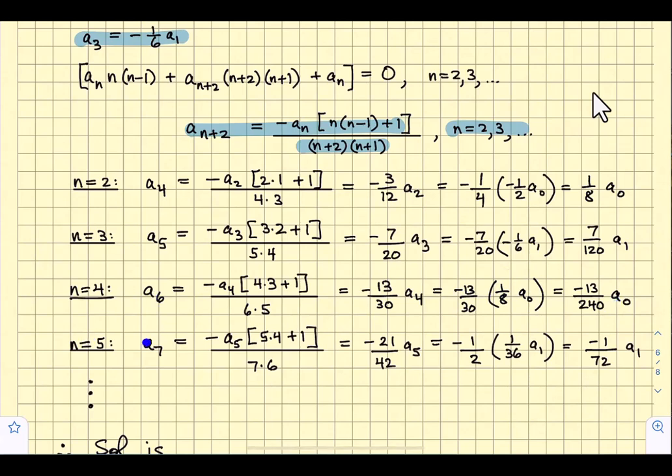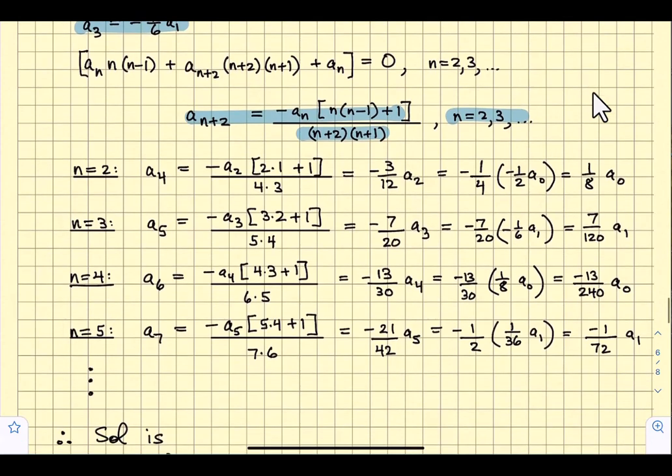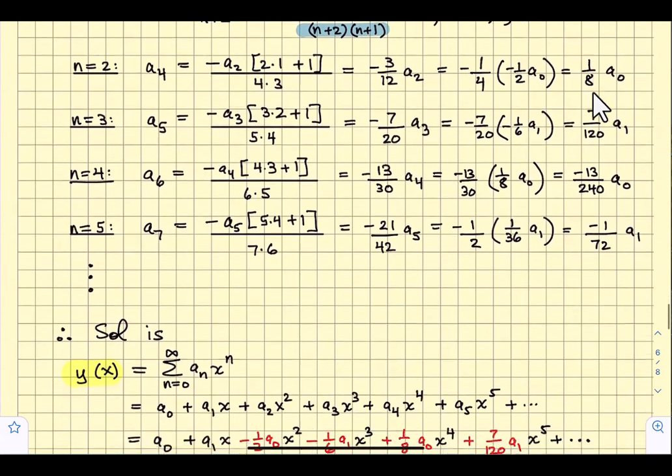I do it one more time. When I plug a 5 into this, I get this. This gives me this fraction in terms of A5, which simplifies to, since I know that A5 is 7 over 120 A1, I can simplify this. And I could keep doing this all day long. So notice, in contrast to the last example, when I did as much simplification as I could, I was getting coefficients that are in terms of A0 or A1, and I don't know anything about A0 or A1, and that's going to be okay.